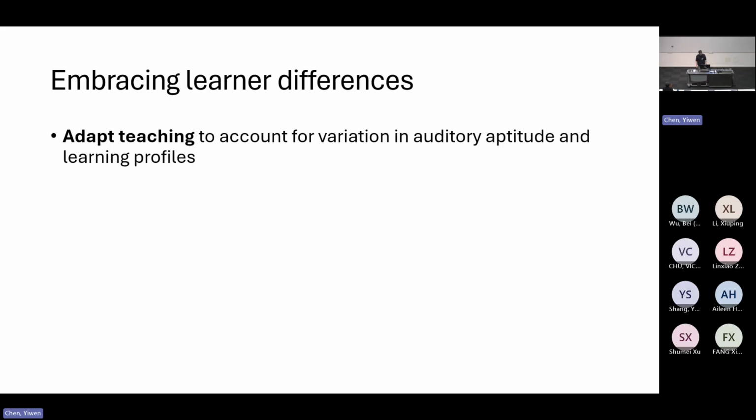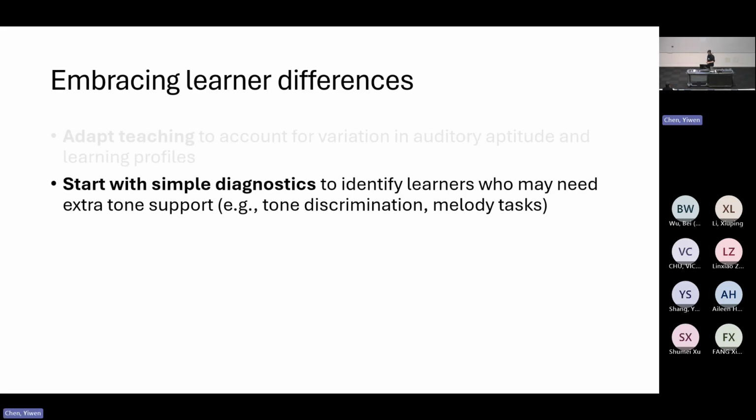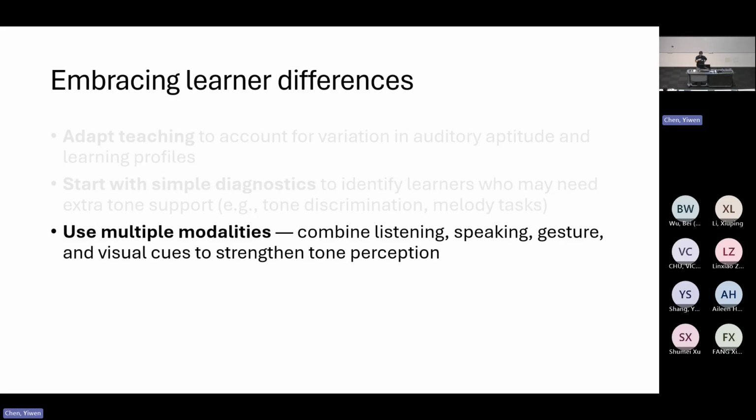So we need to try to adapt teaching to account for variation, for example, auditory aptitude or learning profiles. It's a challenge to do that in the classroom. It's easier to do it outside if you complement your classes with technological tools. If you want to do this in class, for example, you can start with simple diagnostics. You can see, for example, are there differences in your class in perception of the tones? Can you, for example, group people depending on how good they are at listening?